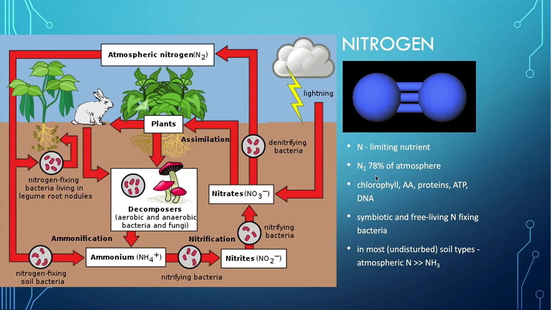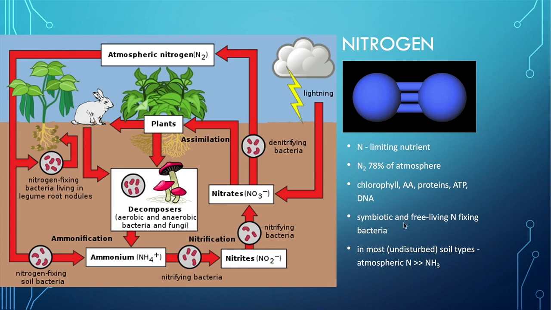It plays an integral part in chlorophyll, amino acids, proteins, adenosine triphosphate, which is ATP, a molecule that our cells use. All cells use it really to exchange energy. It's an energy containing molecule. And also in things like DNA and RNA. So genetic expression depends on nitrogen being present.